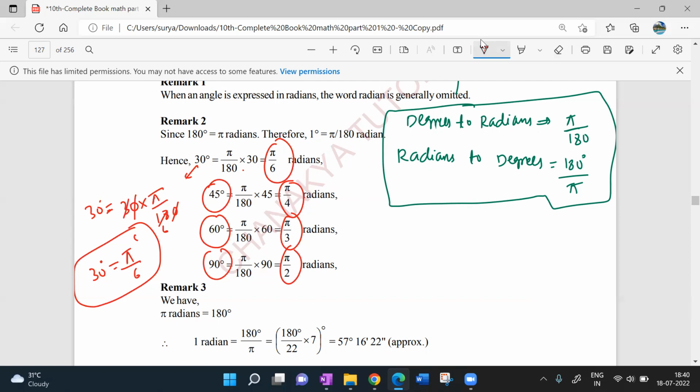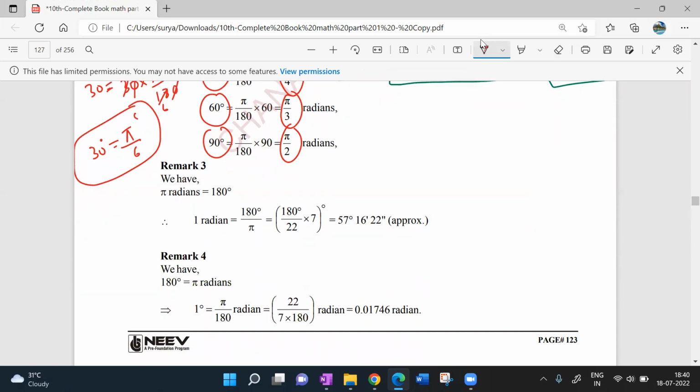Yes or no? You understand my point? Very simple. Next. Pi radians is equal to 180 degrees.